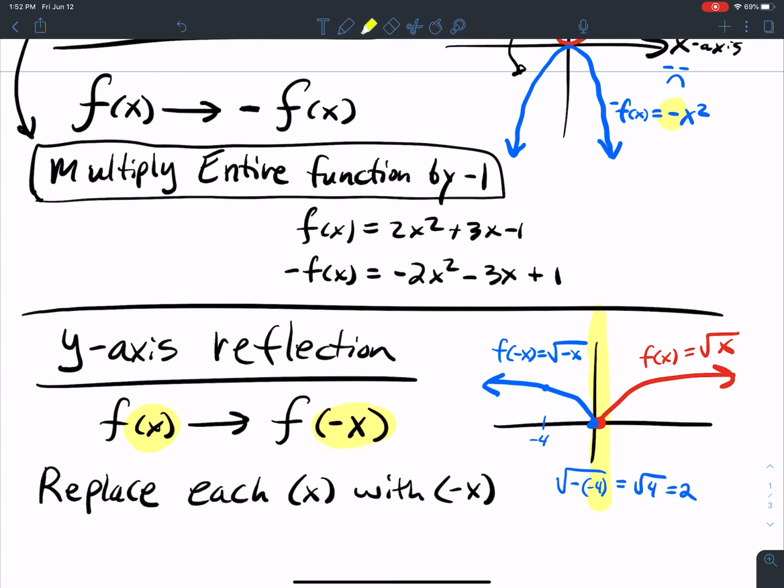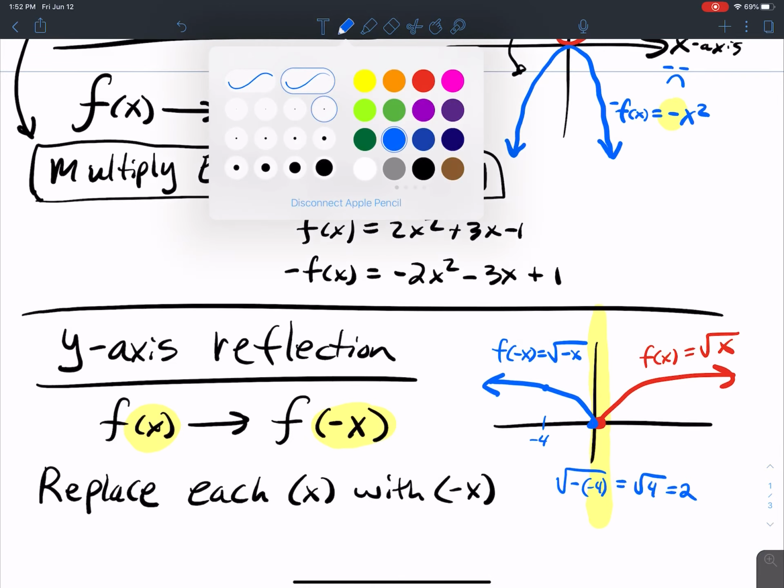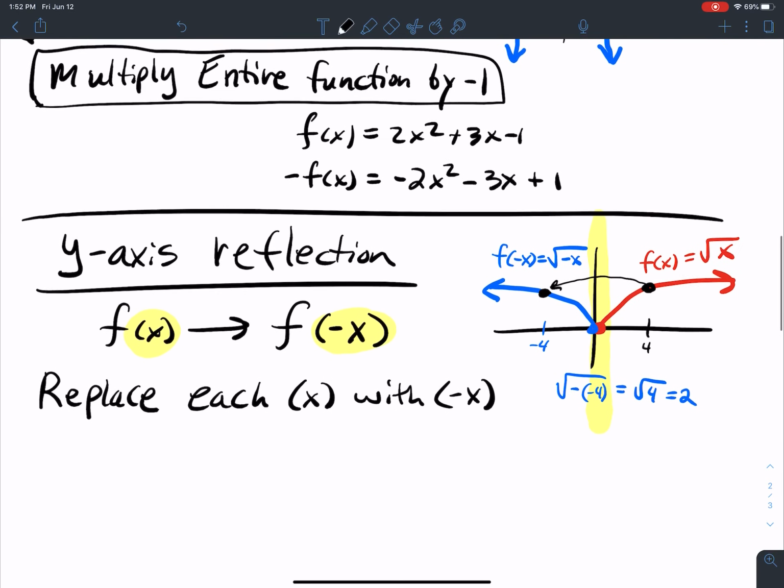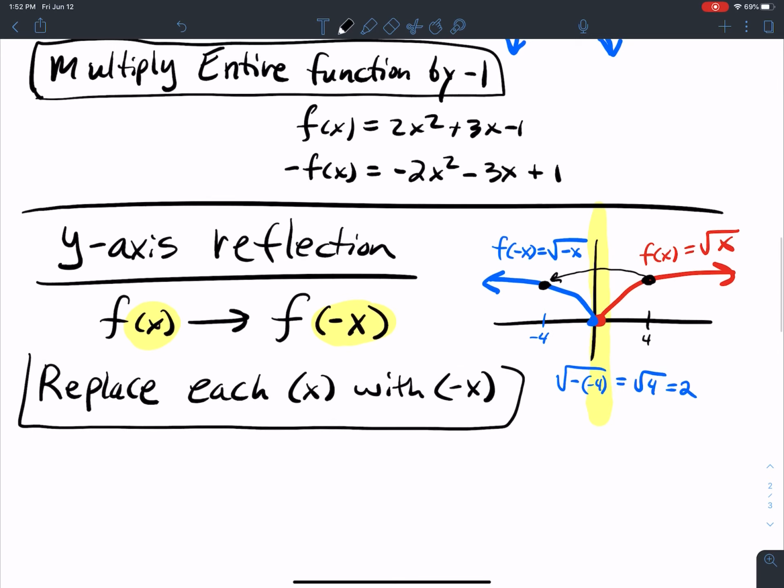So what's happening? I'm reflecting across this y-axis. So values over here get reflected to over there. Okay, so now things that were positive now become negative on x values. Okay, so this is the key. Replace each x with a negative x for y-axis reflection.